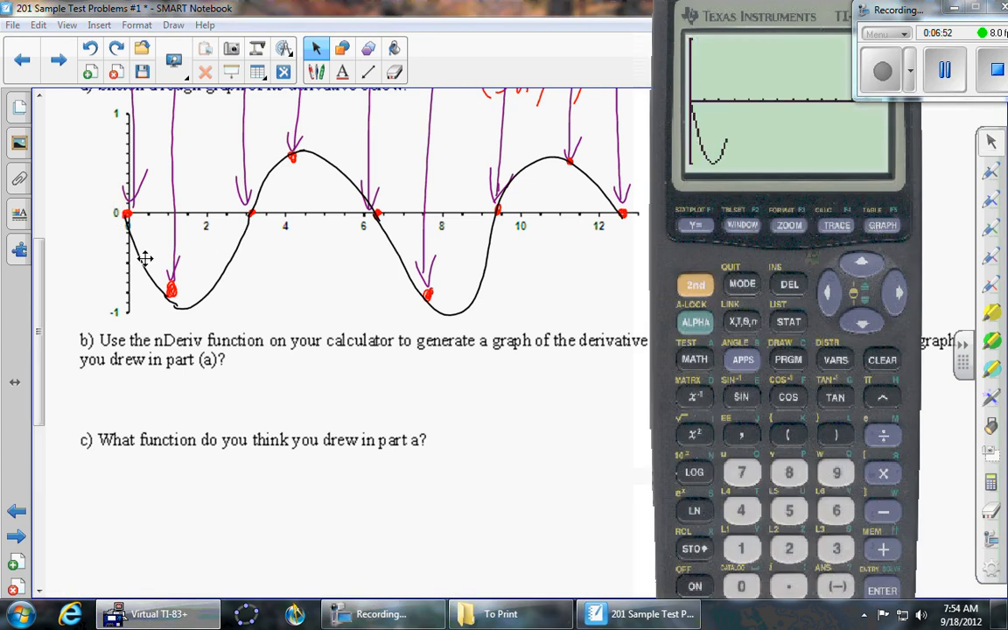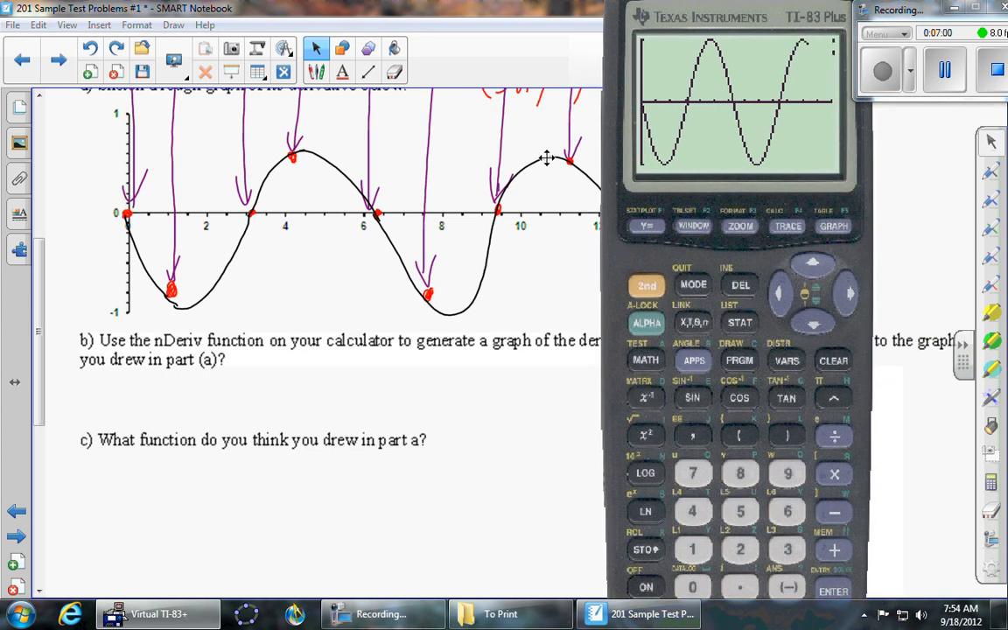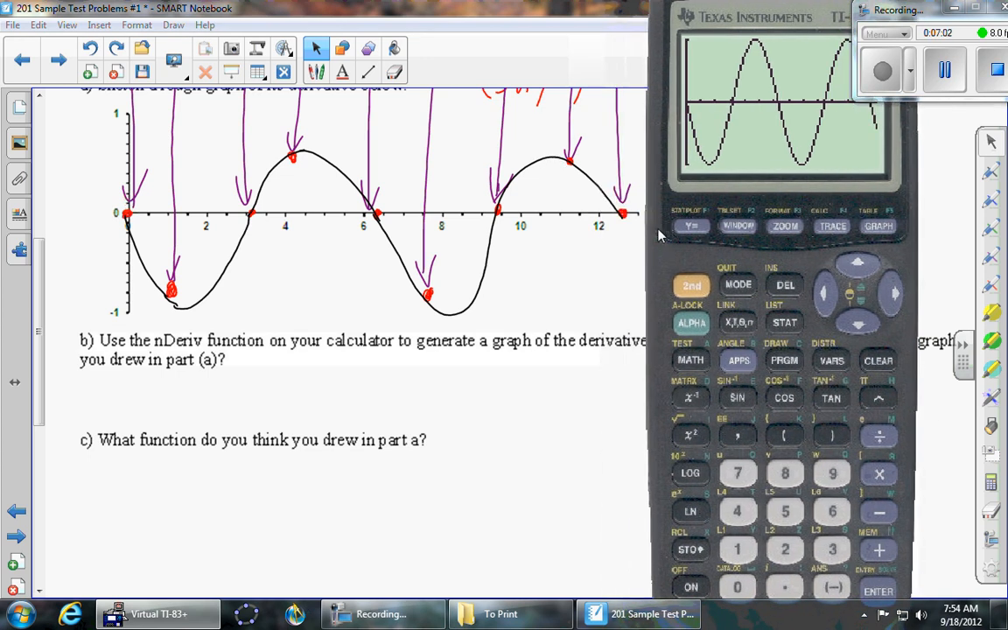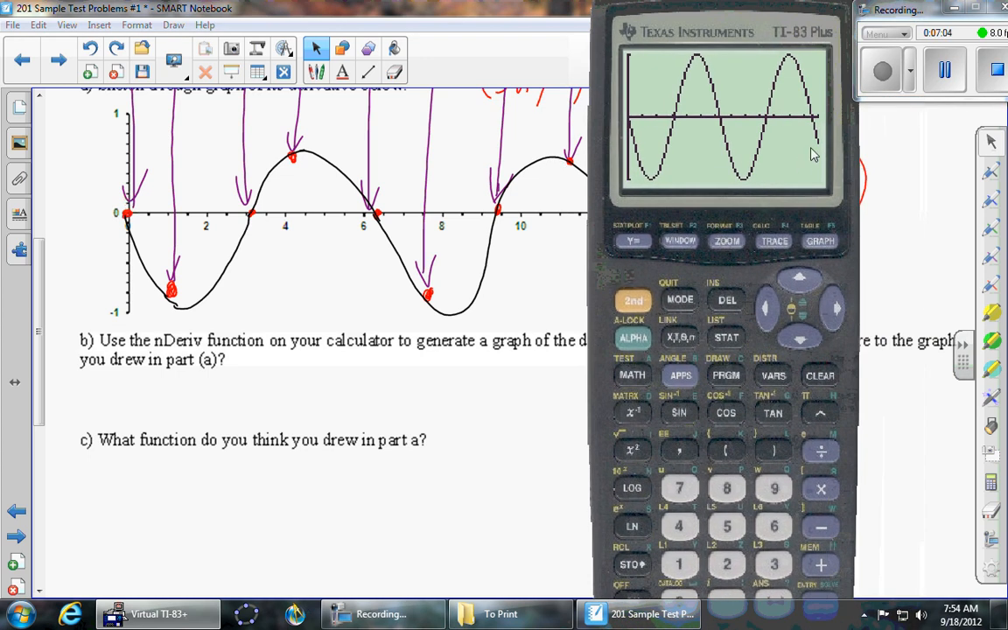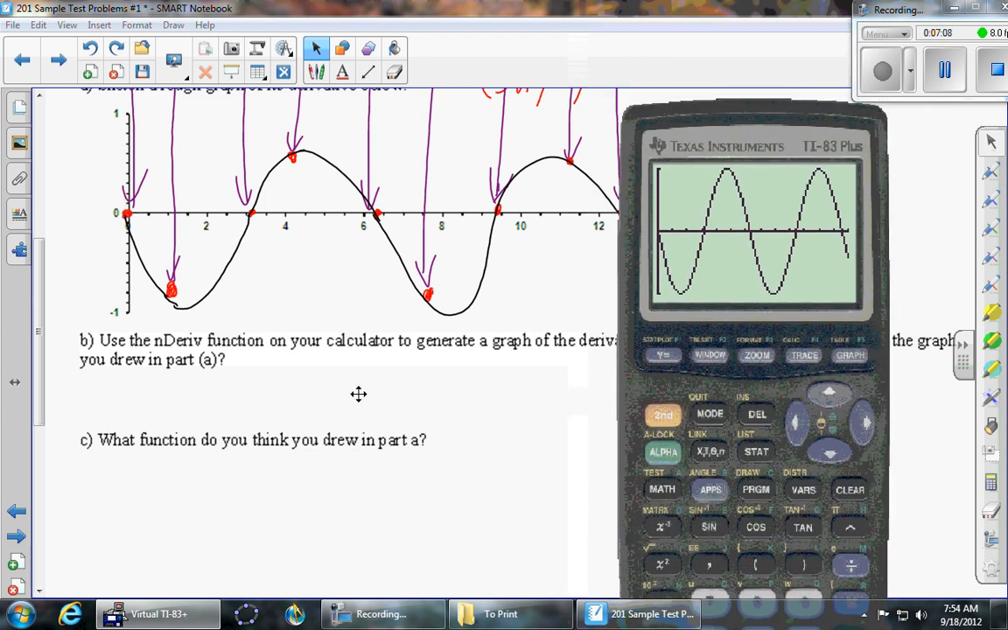So we said it started at the origin, then went down, and then up to the top someplace, and then there's the x-intercept, down to the bottom, next x-intercept, up at the top, and then we stopped it right there. I typed in 13, so it went a little bit further on this graph. So that's looking pretty good.